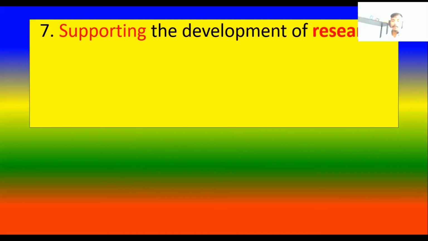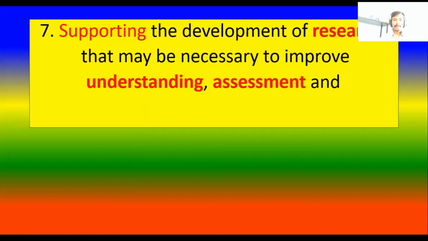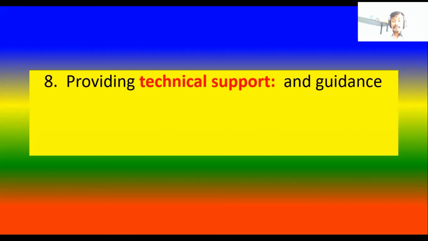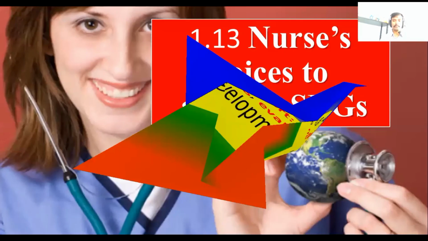Then supporting the development of research. Students' various research is organized by the various departments, and the healthcare sector supports that research. What are the health impacts of a particular environmental issue? And understanding, assessment and management of health risk in every activity. For example, in development projects, mainly construction of industries: what are the health risks and hazards? Try to estimate them, how to equalize them, and overcome and manage the health risk. Then providing healthcare technical support, guidance for policy making, planning, valuation, then capacity development. So these are the responsibilities of the health sector.